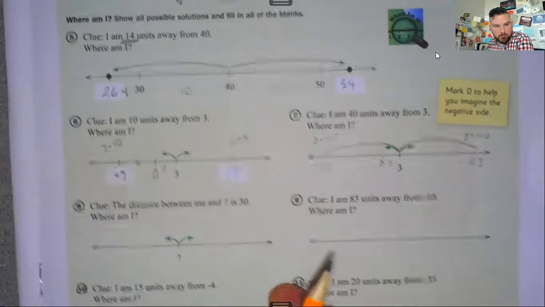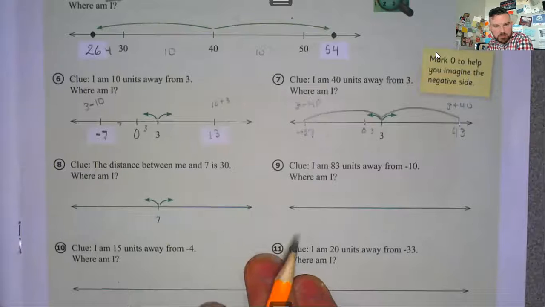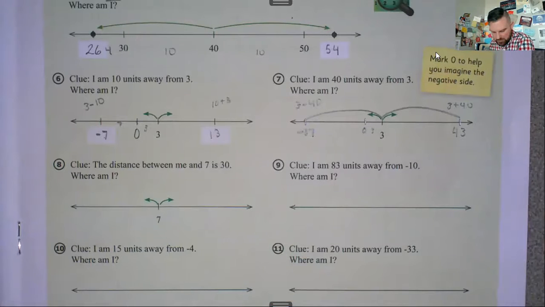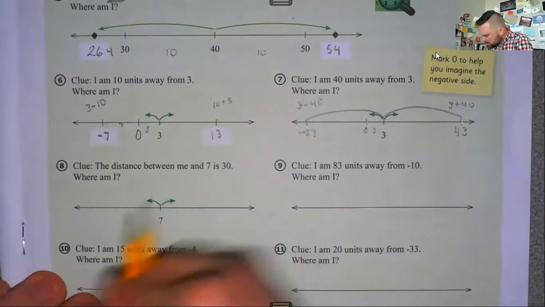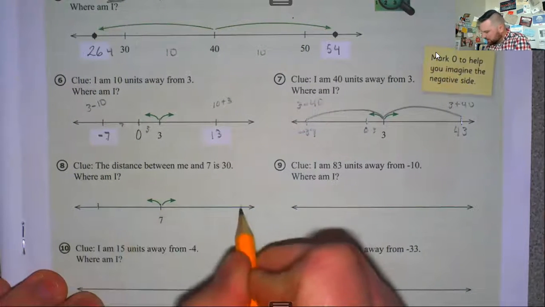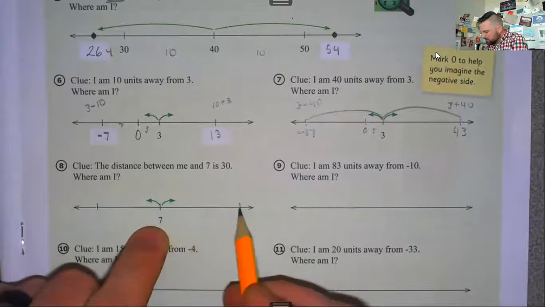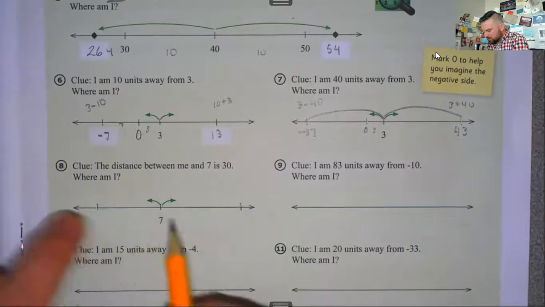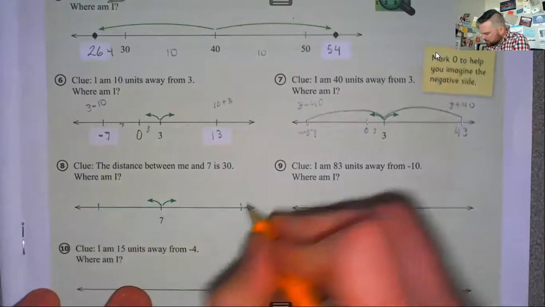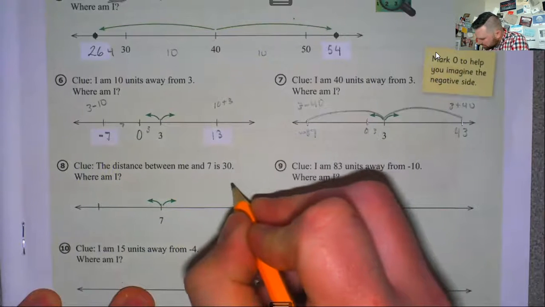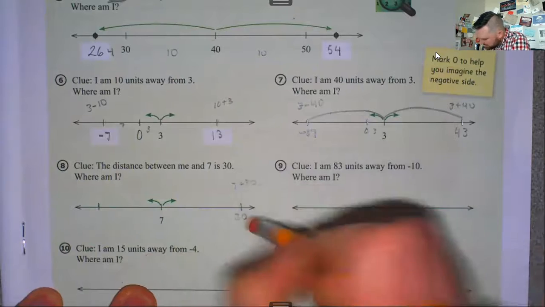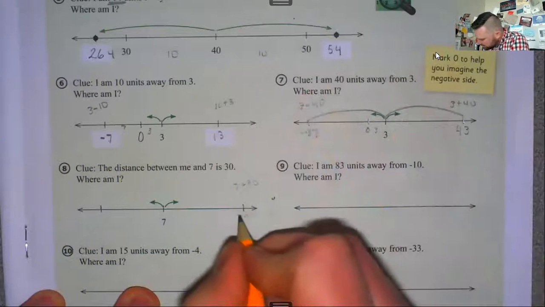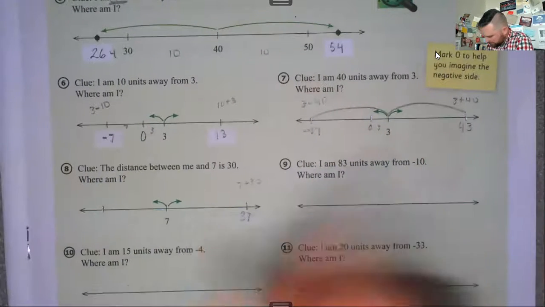Number 8. The distance between me and 7 is 30. So they worded it just a little bit differently. It's the same though. You've got some number over here and some number over here, and the distance between this number and 7 is 30, and the distance between this number and 7 is also 30. So to get this one, we're going to take 7 plus 30, which is 37. That's an easy one. 37. But going to the left will be the harder one.